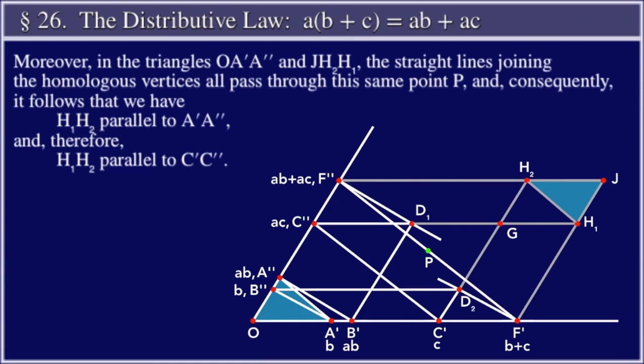Moreover, in the triangles OA'A'' and JH₂H₁, the straight lines joining the homologous vertices all pass through this same point P, and consequently it follows that we have H₁H₂ parallel to A'A'', and therefore H₁H₂ parallel to C'C''.